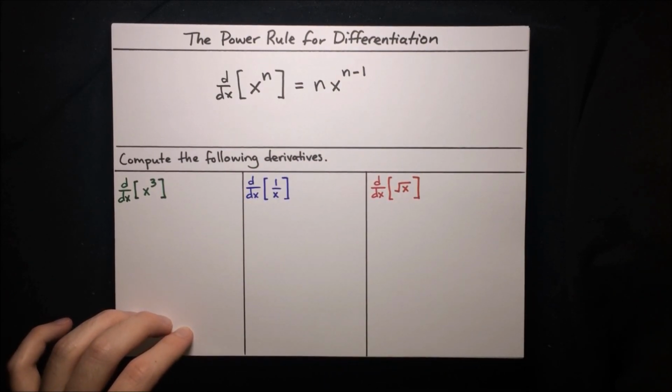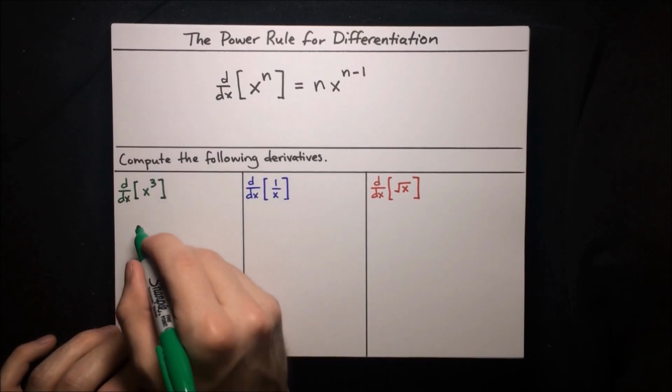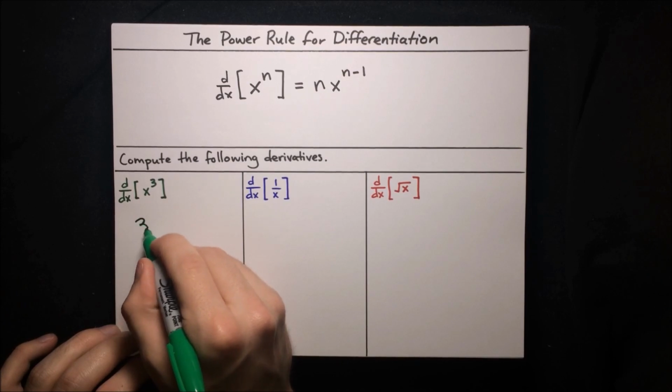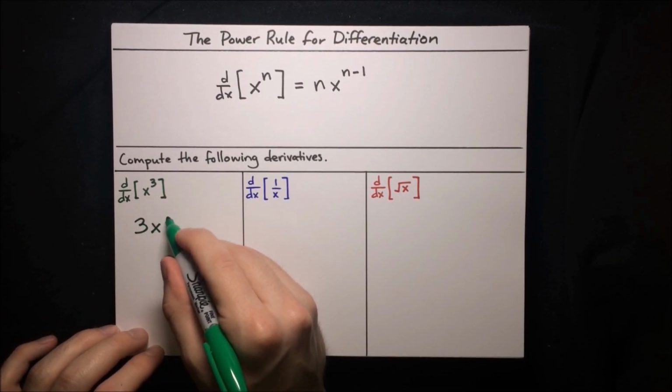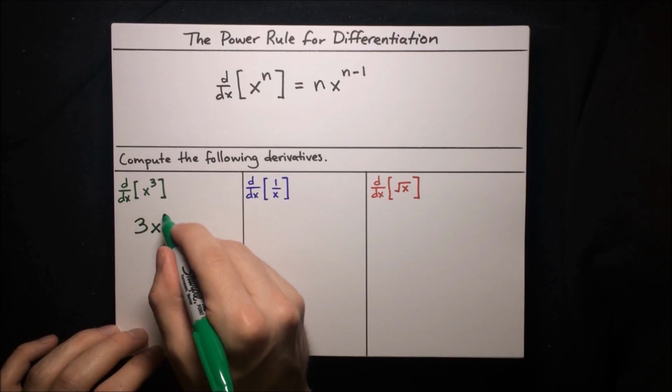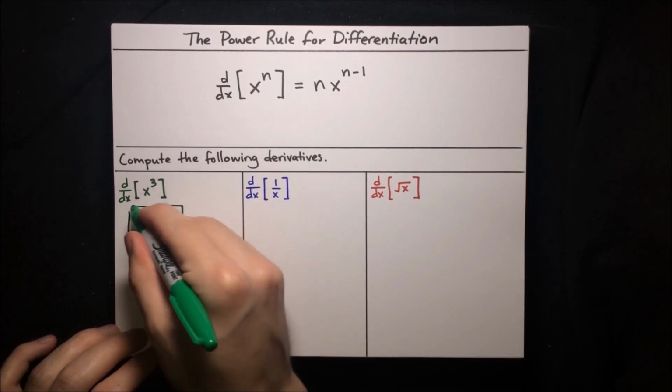So let's go ahead and apply this power rule to compute a few derivatives, first starting with the derivative of x cubed. So using the power rule, we know that to differentiate this, all we do is first multiply by the exponent, so multiply by 3, 3x to what power? Just subtract 1 from 3, so 3x squared. So there we go, it's that easy.